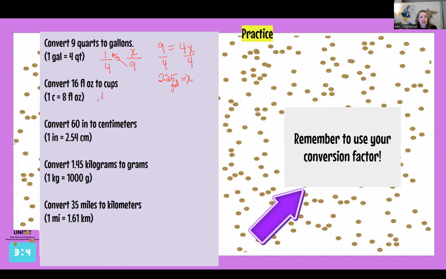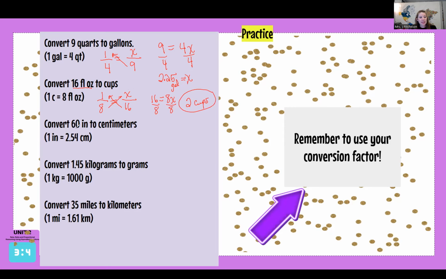Convert 16 fluid ounces to cups. So we have 1 cup to 8 fluid ounces. So our ounces goes on the bottom because that's where we put the 8. Our cups, we don't know. So we're going to cross multiply. 16 times 1 is 16. 8 times x is 8x. And then if we divide by that 8, our answer is 2 cups.